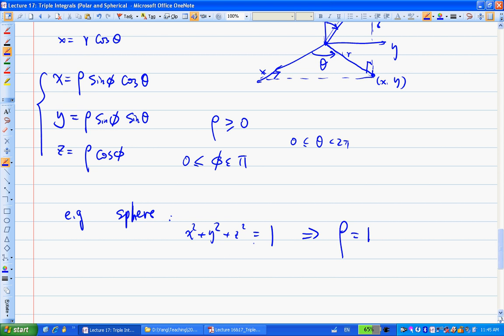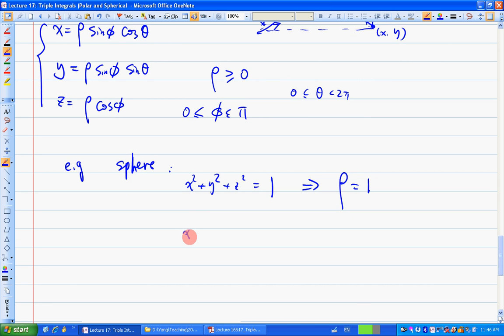Now, if you wonder where this rho equal to 1 comes from, we substitute x here, substitute y here, and substitute z over here. It seems very complex, with so many sines and cosines, sin and phi's here. But guess what? You have x squared, y squared, and when you square, you have the trigonometric identity: cosine theta squared plus sine theta squared equals 1. So everything cancels, and you end up with rho equal to 1.